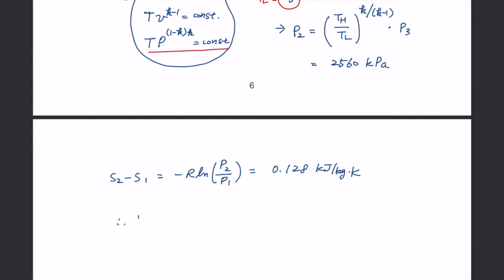So now net work out is TH minus TL times m times S2 minus S1. Then by applying all the numbers, it gives us 92.16 kilojoule. Okay.